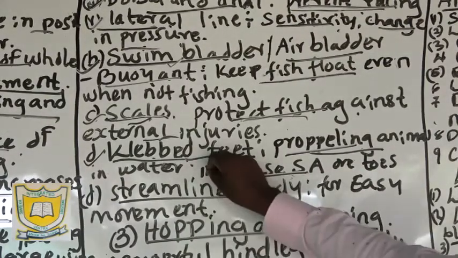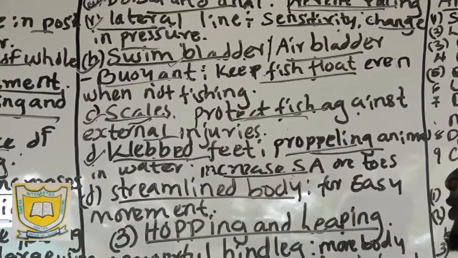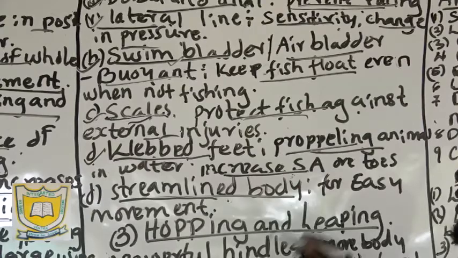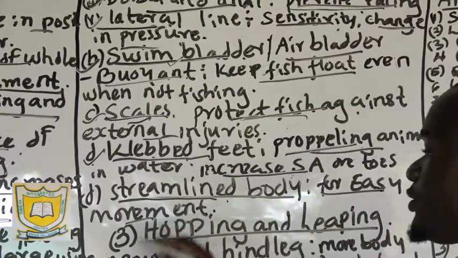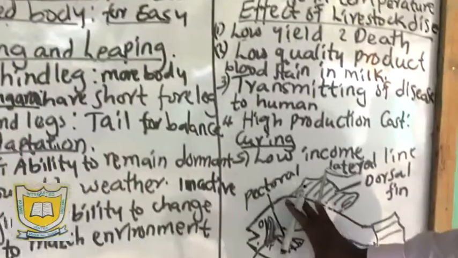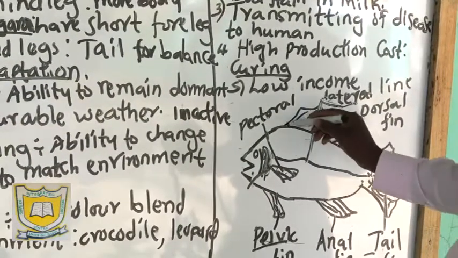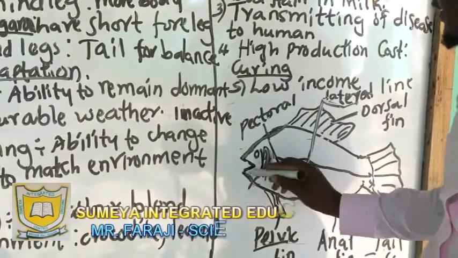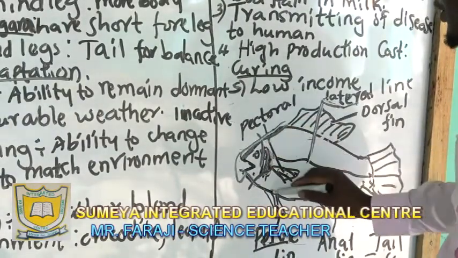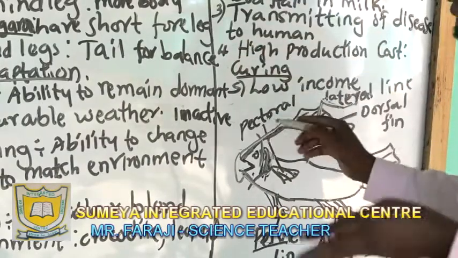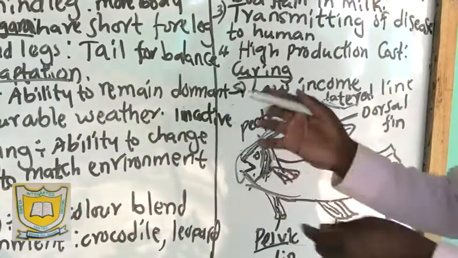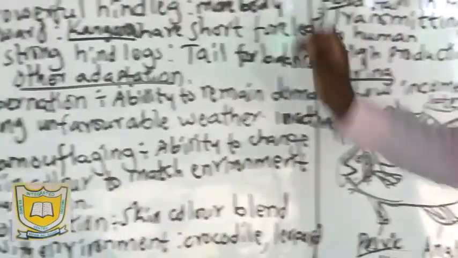Then also, an animal that is adapted for swimming has what we call a streamlined body. The streamlined body, we said, is for easier or quicker movement. If you observe the fish, at the head, the end of this, you find that it is sharp going this way, or pointed going that way. So at this point here is what we call the streamlined body. It has a streamlined body for easier movement.